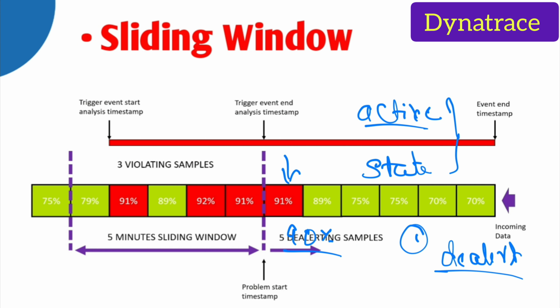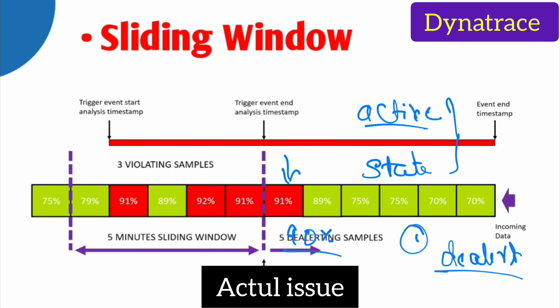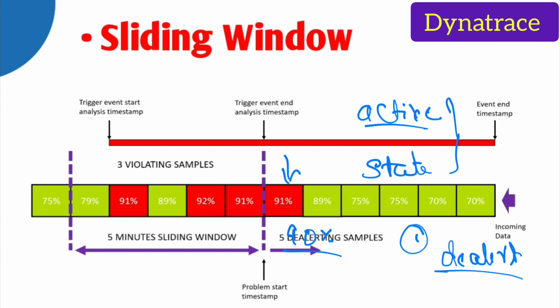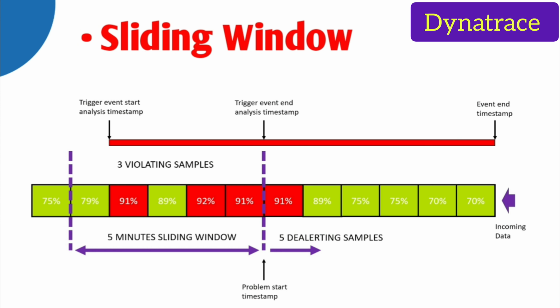But there are chances that it may take longer to close that alert. Maybe some activity would be there, patching or something like that. So what Dynatrace does is it checks a few samples. It will not close immediately. For triggering, it will check 3 out of 5. And for de-alerting, it will check 5 samples, which should all be below the threshold. So that is how the sliding window works. The default is 3 violating samples in the sliding window of 5 samples to trigger the problem, and 5 samples below the threshold to close the event.